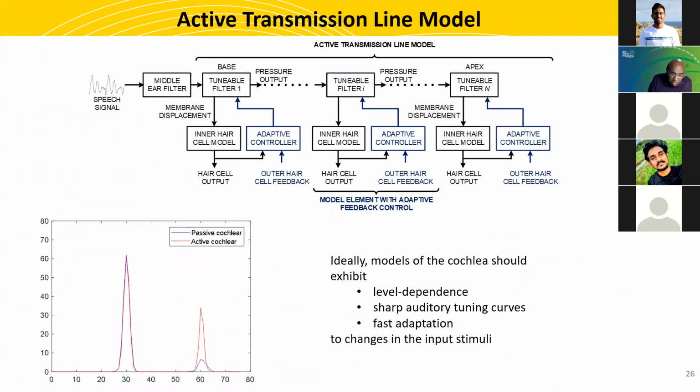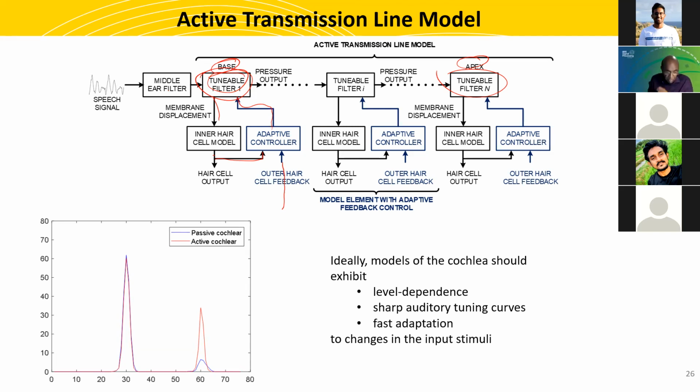So how have we done this in the active transmission line model? This is our model. Remember, this is our model: basal end, apical end, tunable end. This is our inner hair cell output. We take the inner hair cell output, keep monitoring, and we get feedback from the outer hair cell. And using that feedback, we will then change the filter characteristics.